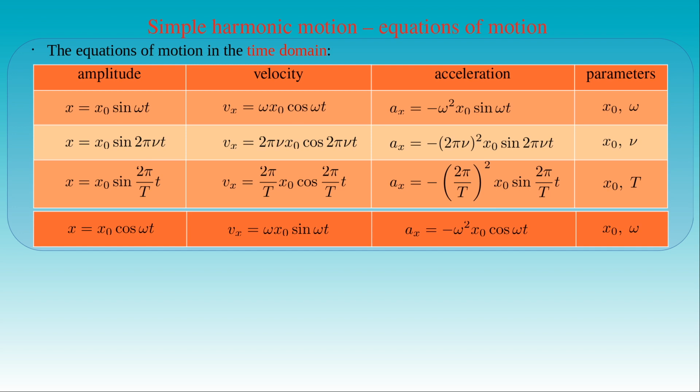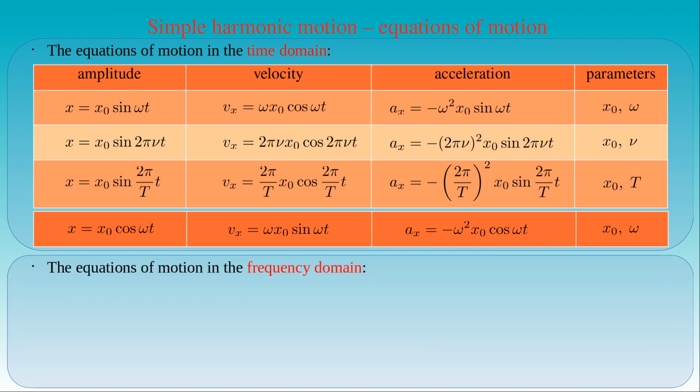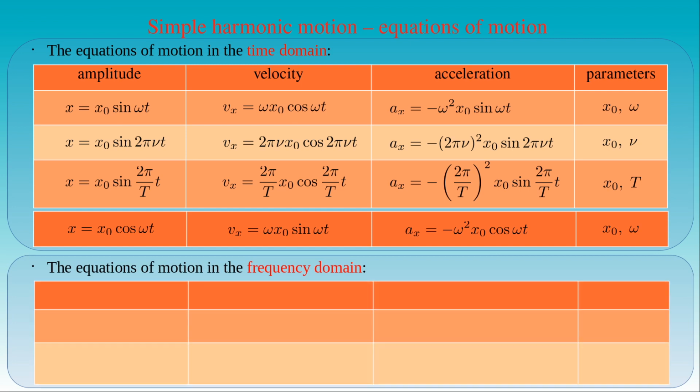Second, we also show the table for the equations of motion in the frequency domain. If we use the parameters x0 and omega, the complex representation of the amplitude of simple harmonic motion can be written as x0 times e to i times omega t. The complex representation of the velocity of the oscillating body is given by i times omega times x0 times e to i times omega t, whereas the complex representation of the acceleration is equal to minus omega squared times x0 times e to i times omega t.